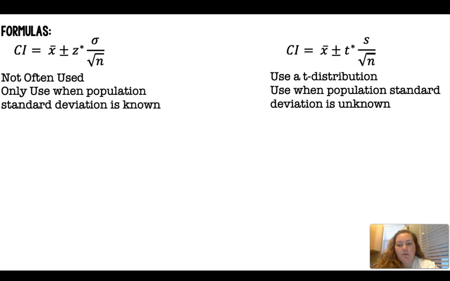This is not often used. We only use this when the population standard deviation is known. If we know the standard deviation for the entire population, which is very rare, then we can use this formula. Otherwise, we use a t-distribution, when the population standard deviation is unknown. The confidence interval is x bar, the sample mean, plus or minus t star, our critical value, times s, the sample standard deviation, over the square root of n.